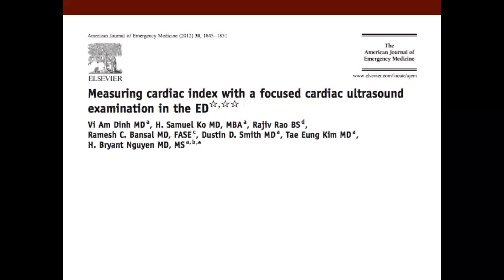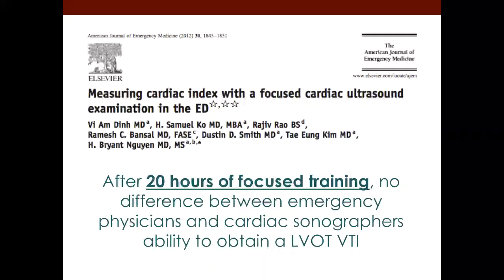This was a study that looked at teaching people to do this. It taught a number of emergency physicians how to do this, and this was the study's conclusion. After a mere 20 hours of focused training, no differences were seen between emergency physicians and cardiac sonographers in their ability to obtain an LVOT-VTI. So that's great if you train enough on it, but I strongly suspect that most of you watching this are not going to necessarily spend 20 hours of focused training just on this one ultrasound.